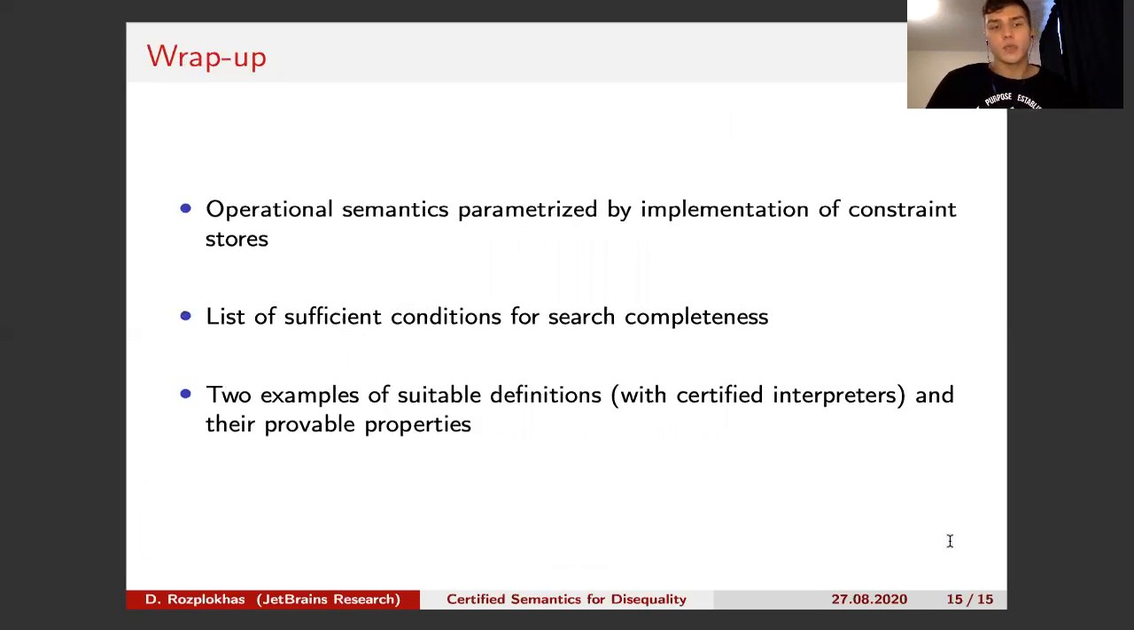So to wrap up, in this work we presented operational semantics parameterized by the implementation of the constraint store. We provided a list of 5 sufficient conditions on this implementation for search to be complete, and provided 2 examples of suitable definitions that satisfy these conditions, got certified interpreters from the mechanized proofs, and gave examples of some of its provable properties.